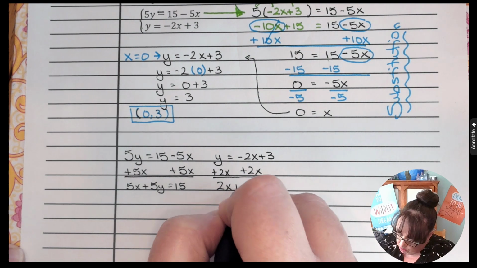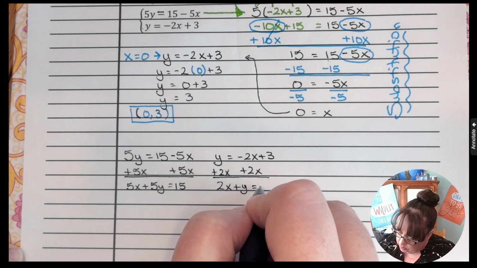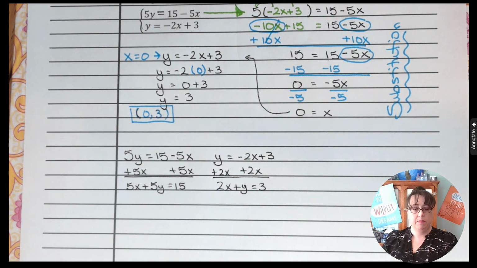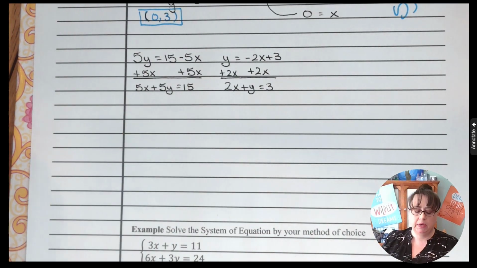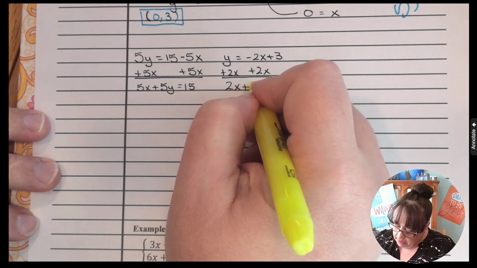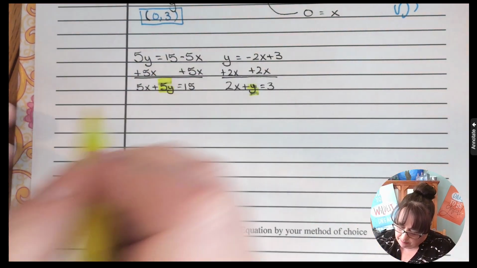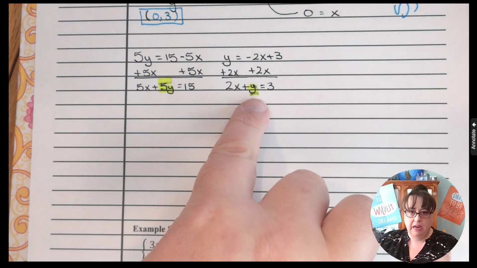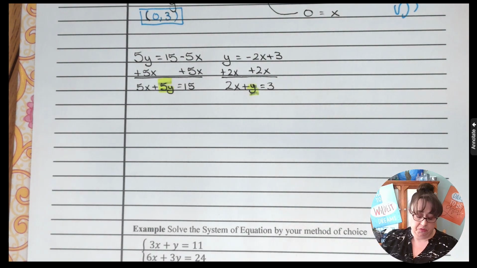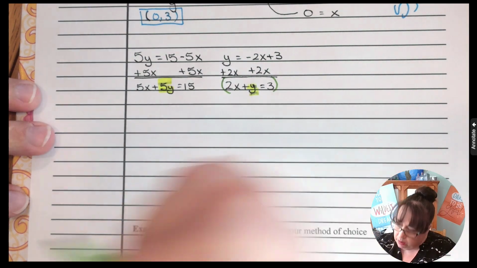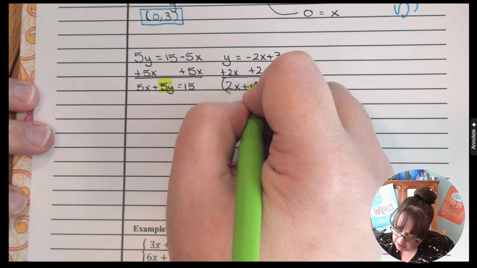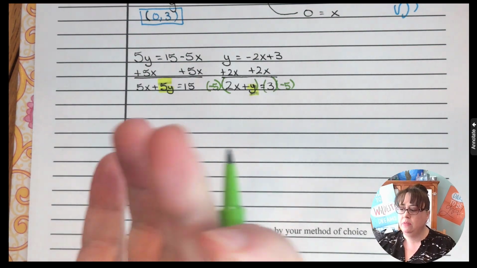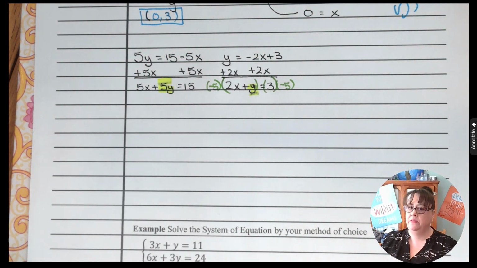So now I have 2x plus y is equal to 3. Now remember, it's all about having additive inverses, and I'm super close, but not quite there. I have my y and my 5y. If this was a negative 5y, I'd have additive inverses, and so that's what I'm going to do. I'm going to take all of this, and I'm going to multiply all of it by negative 5. If I do that, I should get additive inverses.